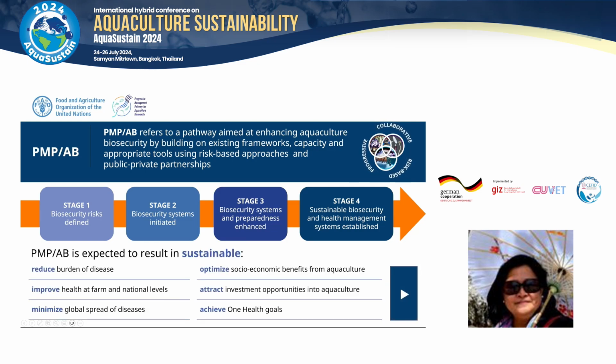The PMP/AB aims to enhance aquaculture biosecurity capacity at the regional, national, local sector, and enterprise levels. And to do so, it builds on two things: first, existing institutional and legal frameworks, capacity and appropriate tools using risk-based approaches, and public-private sector partnership. Second, it builds on resilience to the biosecurity vulnerabilities.